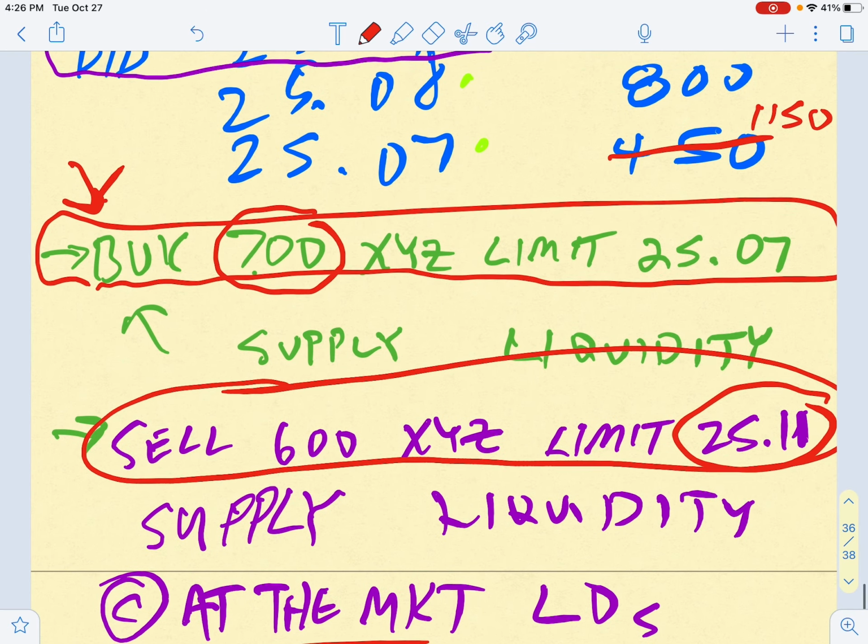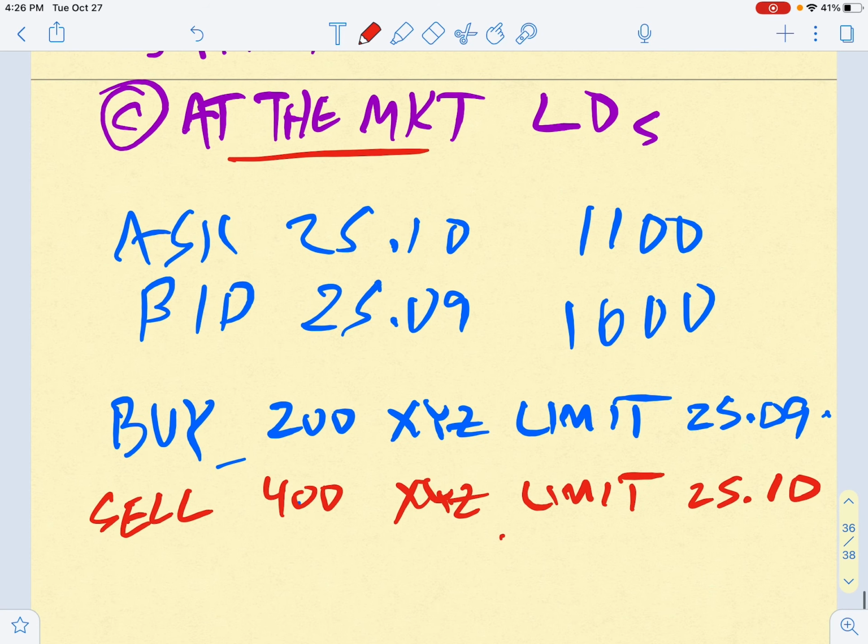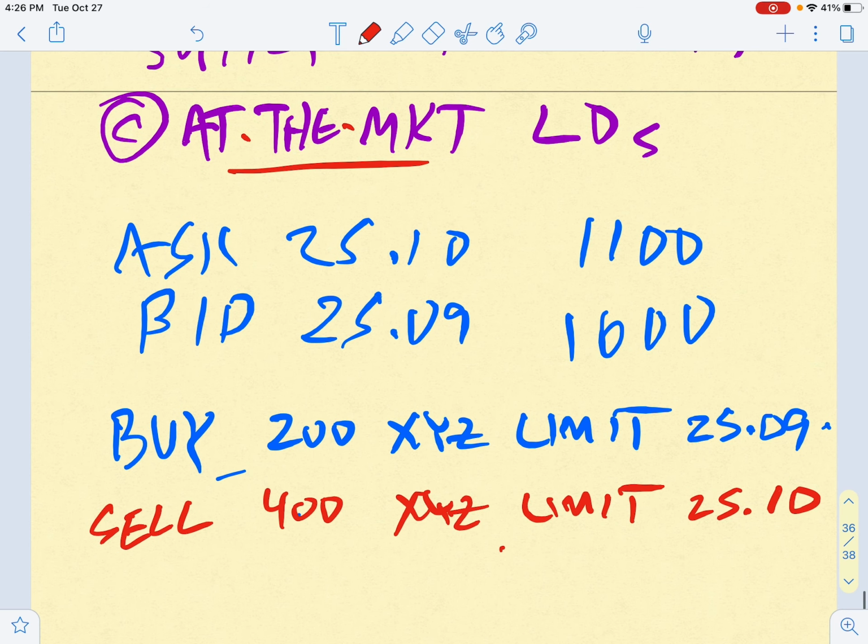Let's now look at a third type of limit order, and that third type is at the market limit orders. And these are easy. An at the market limit order is just a limit order that comes through where the limit price that's specified is either the bid or the ask. If it's a buy order, the limit price specified is the bid.